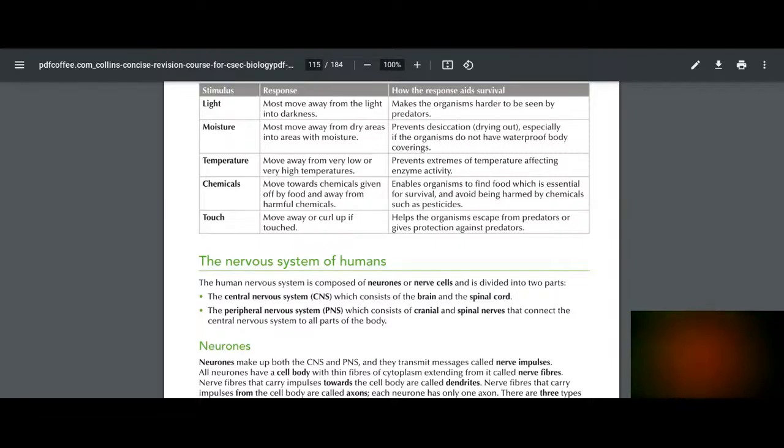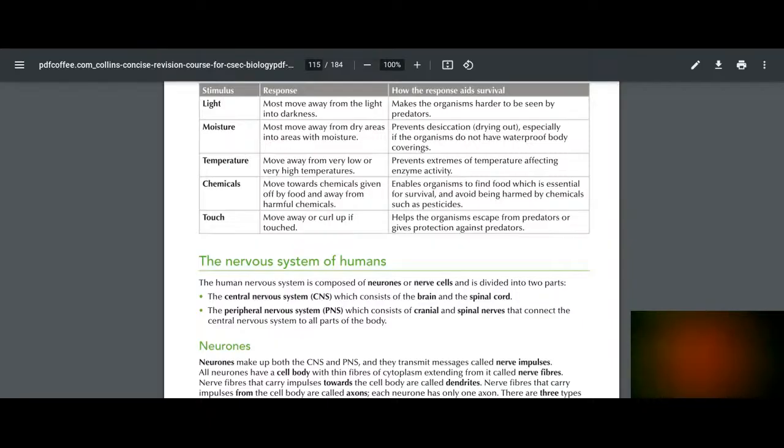And then, how does the response aid survival? It prevents desiccation, drying out, especially if the organism does not have waterproof body coverings. Temperature: move away from very low or very high temperatures, which prevents extremes of temperature from affecting enzymes' ability to work.